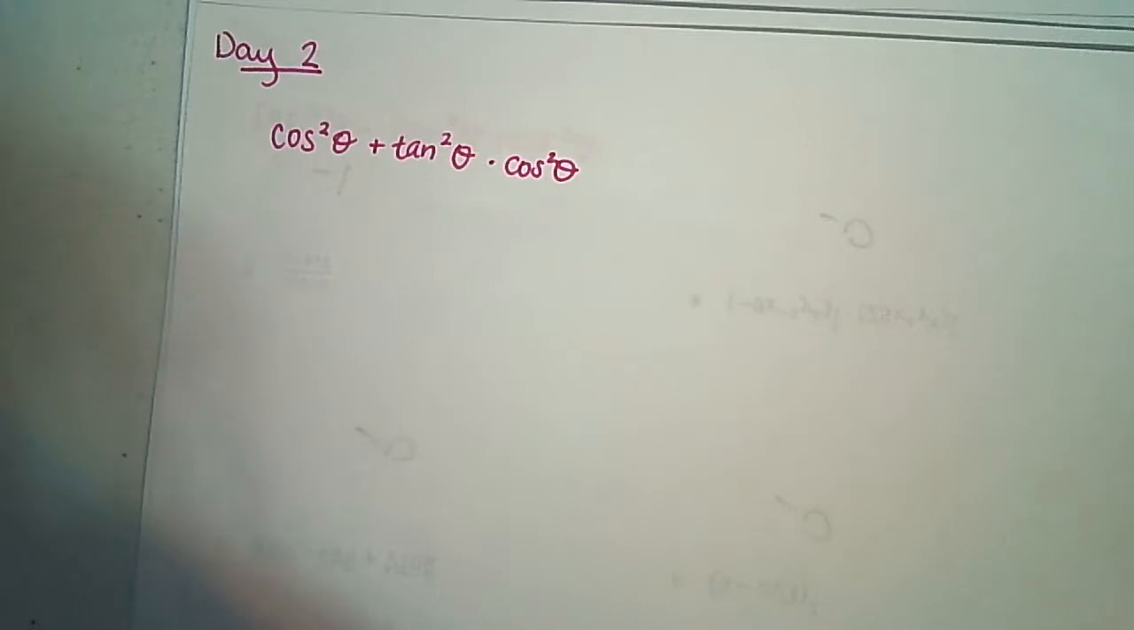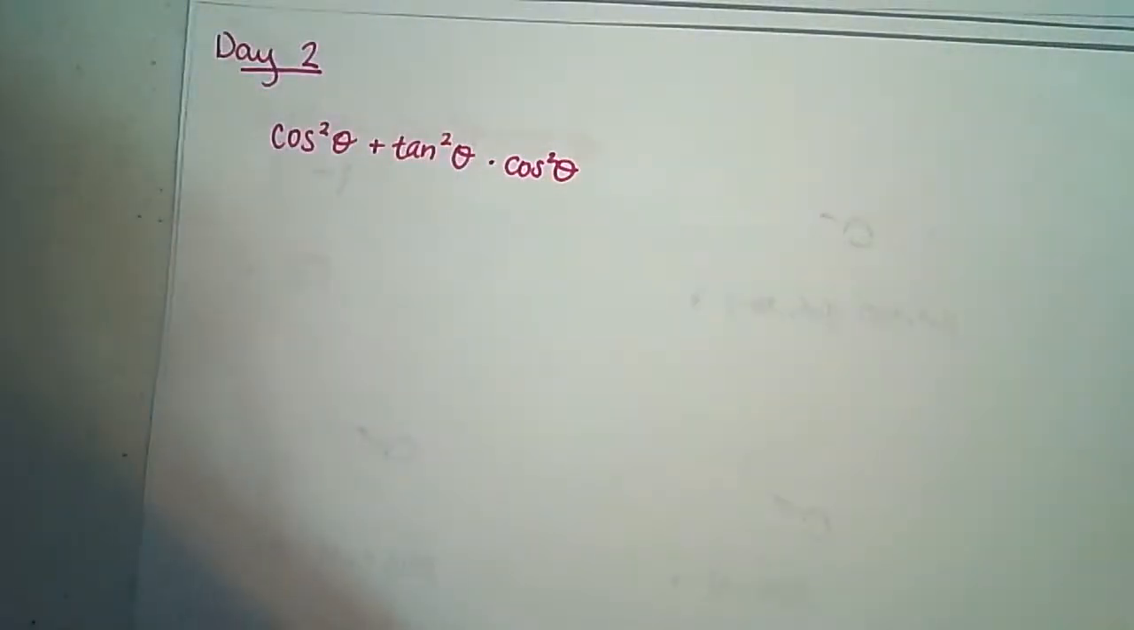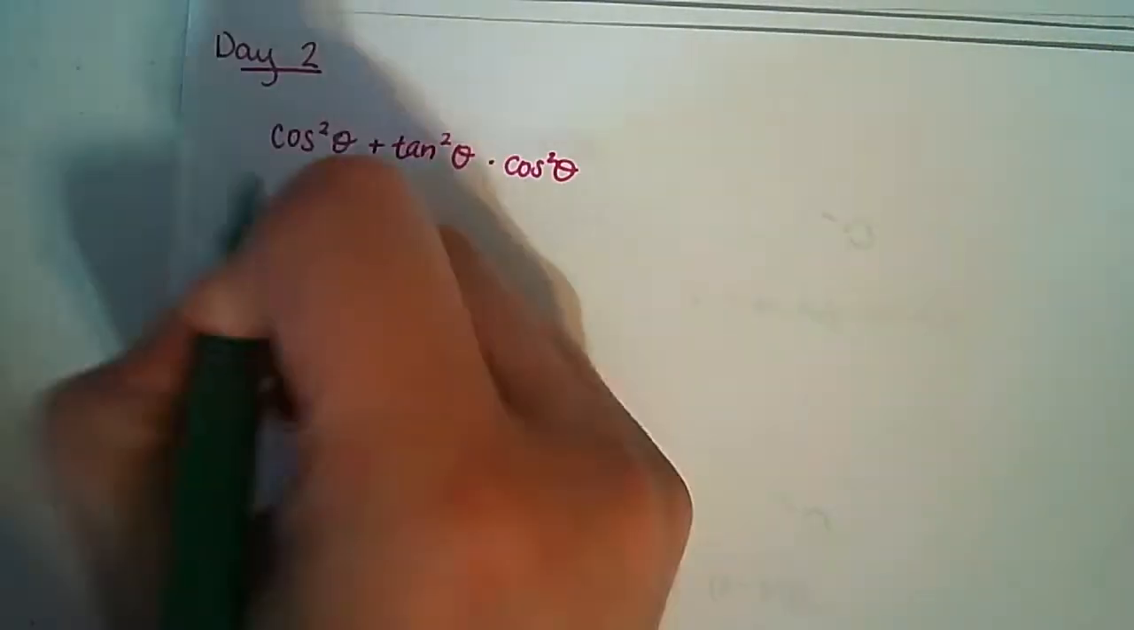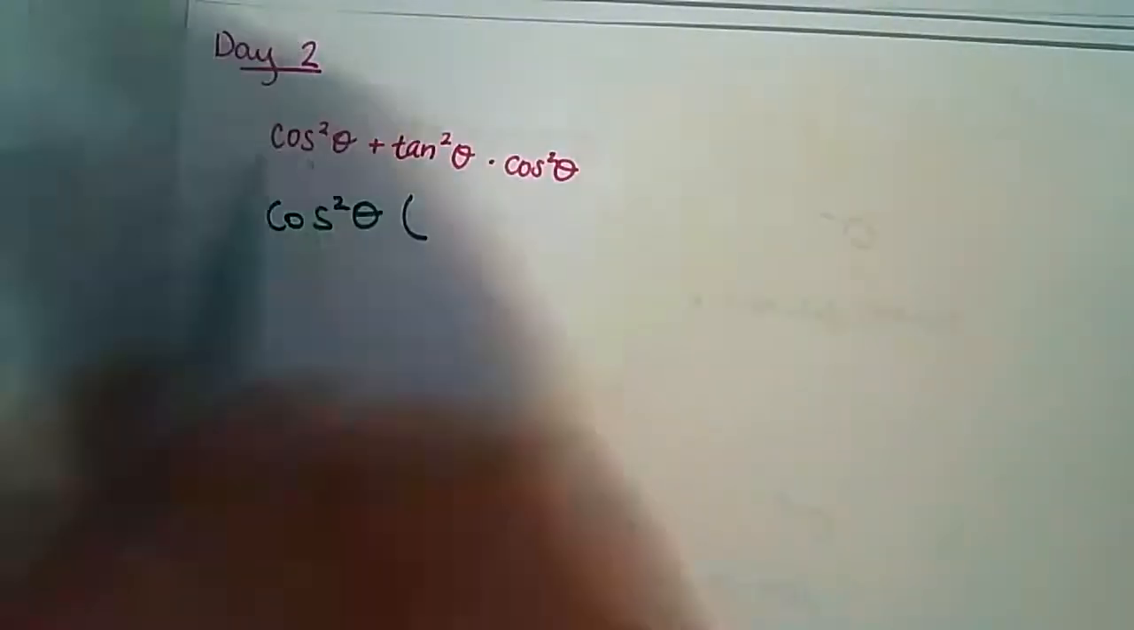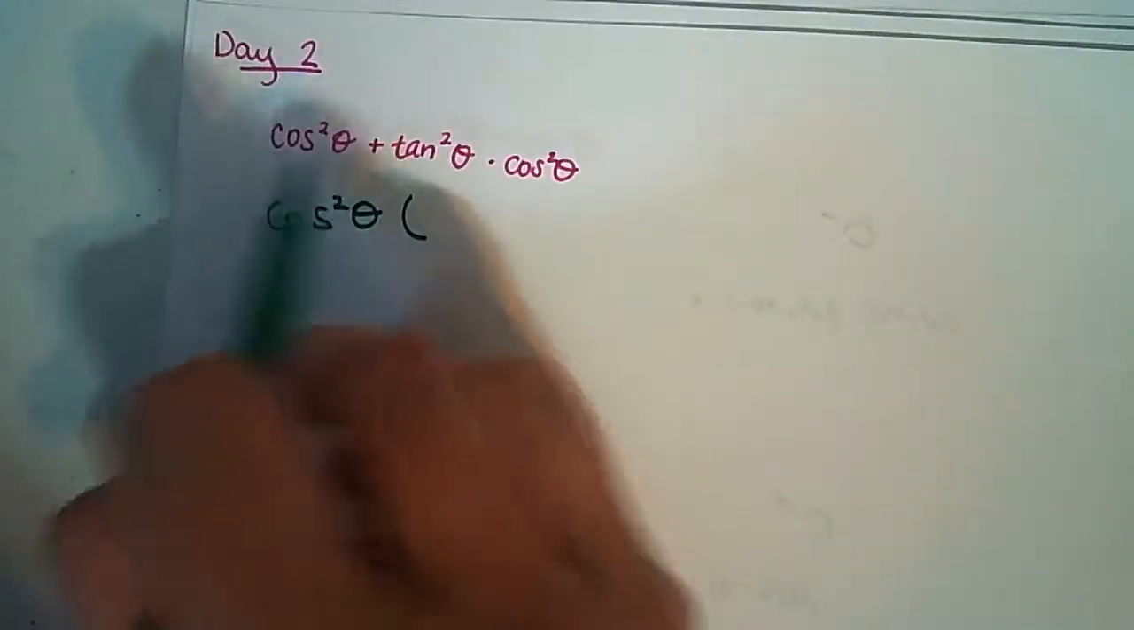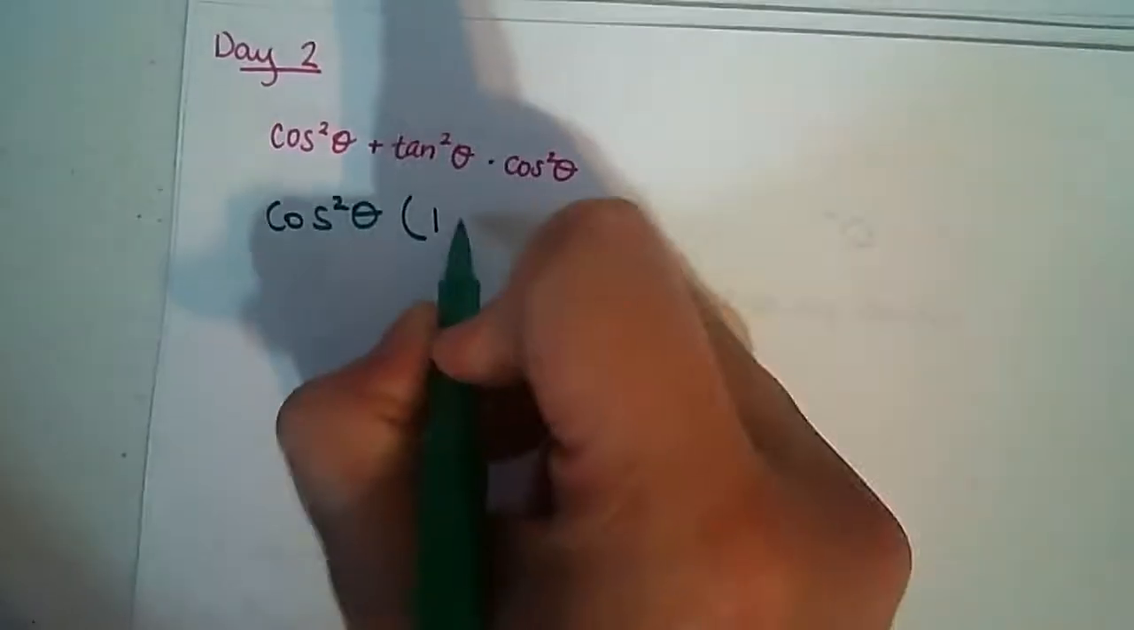All right. So the first one for day 2 I gave you was cosine squared plus tangent squared times cosine squared. And remember, one of our strategies was the GCF, the greatest common factor. So if I look at both pieces of this, I do in fact have a GCF that I can take out. I have a cosine squared that I can factor out of there. So I'm going to go ahead and take that out. If I take a cosine squared away from a cosine squared, I'm left with a 1.